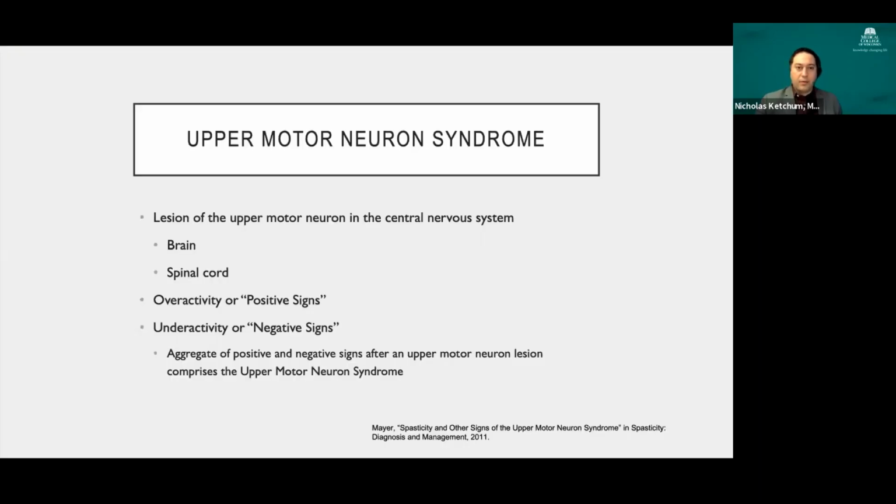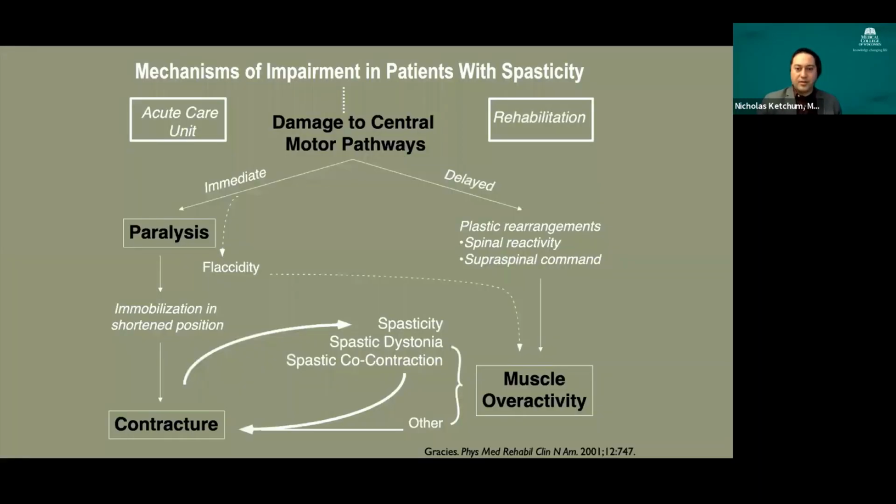Before we talk about spasticity, just briefly about the upper motor neuron syndrome that we're all familiar with. Any lesion in the brain or the spinal cord can lead to the upper motor neuron syndrome. Most people think of the negative signs of a stroke, brain injury or spinal cord injury, resulting in weakness. But that's only one part of the upper motor neuron syndrome. There's also overactivity, or the positive signs that we see with spasticity, dystonia, and things of that nature. The aggregate of positive and negative signs and rheologic changes after an upper motor neuron lesion comprises the upper motor neuron syndrome.